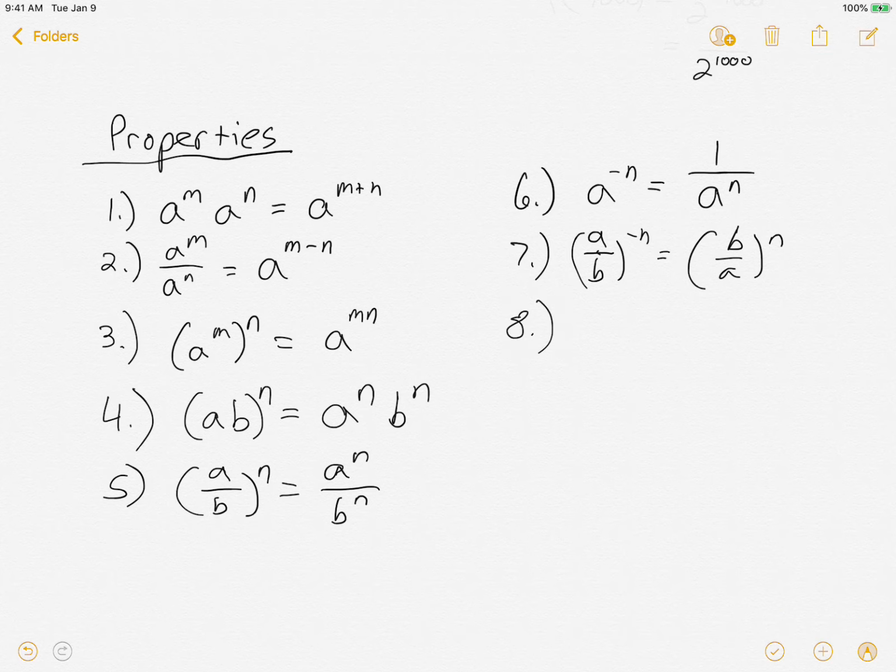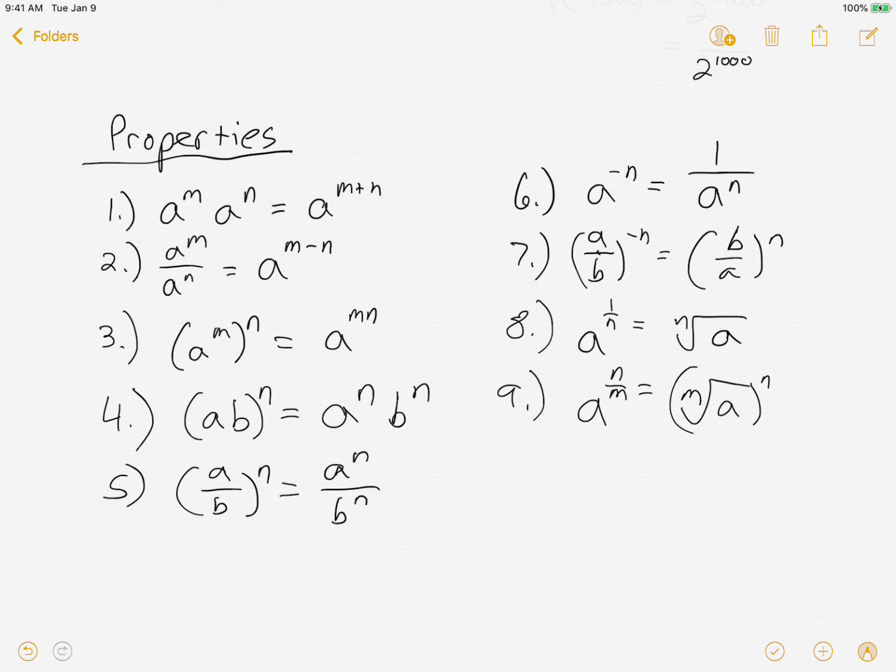Another good little rule: if you have something to a fractional exponent, say 1 over n, you can do the nth root of that. Like the square root of a, you can rewrite it as a to the 1/2. Similarly, if you have a to the n over m, you can rewrite that two different ways. We can rewrite it like this, or we can rewrite it like this.